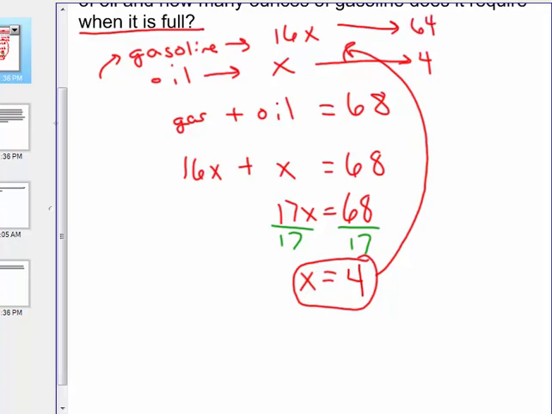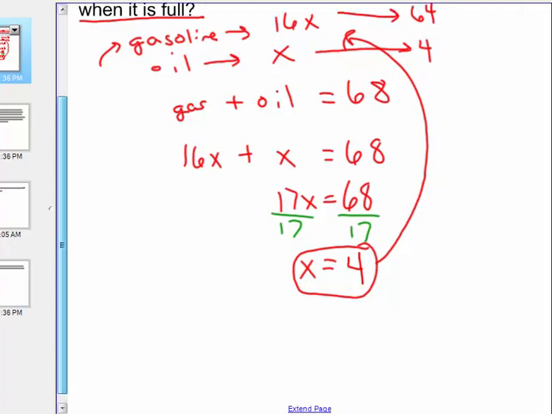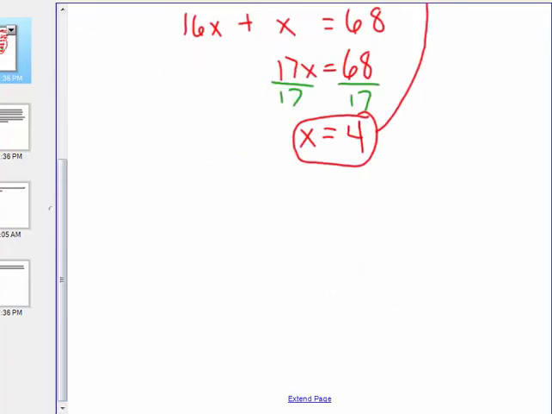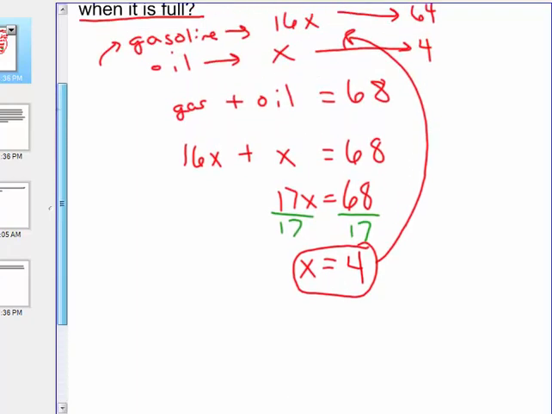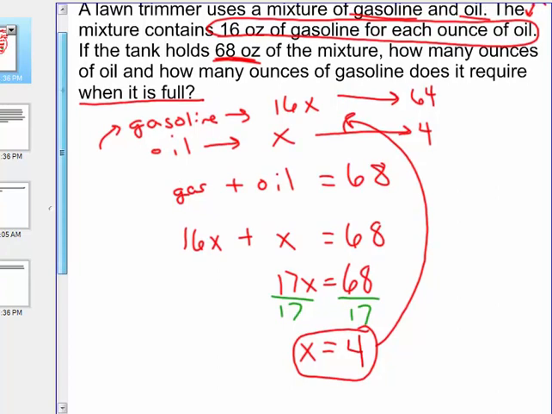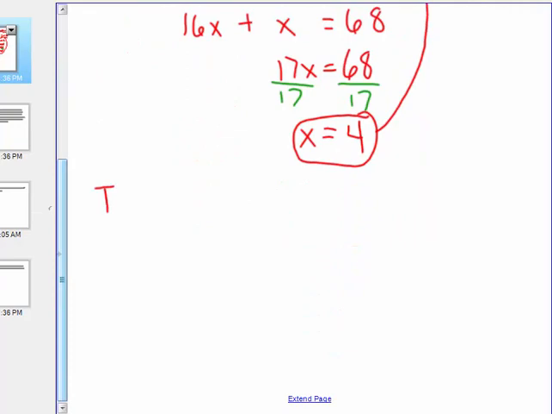Does the answer make sense? Yeah, in the context of the problem. Okay, we didn't get 152 ounces. It makes sense because we only have 68 total. The sentence, well, what am I talking about here? How many ounces does it require when it is full? Okay, so I want to write a sentence that incorporates the two answers.